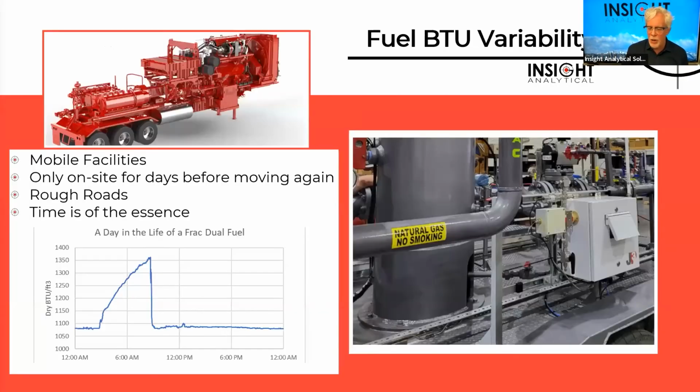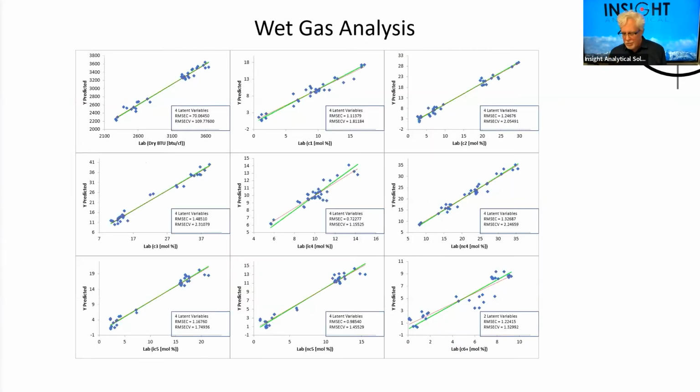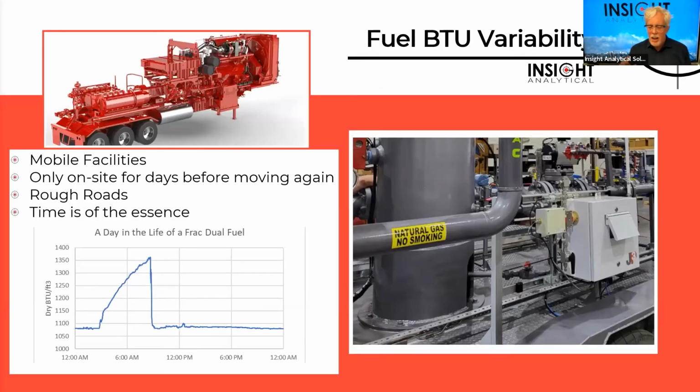I've got another graph that shows that sort of thing. So when we talk about fuel BTU variability, there can be big changes that happen over short periods of time. So we've got this frac truck sitting there, and here we show the JP3 analyzer sitting right there on the skid, and in real time, we can be measuring the BTU quality of the gas.